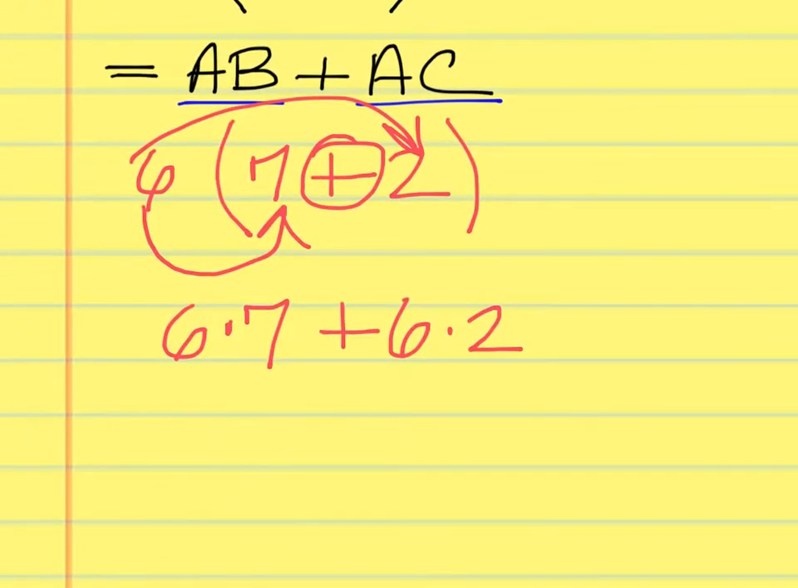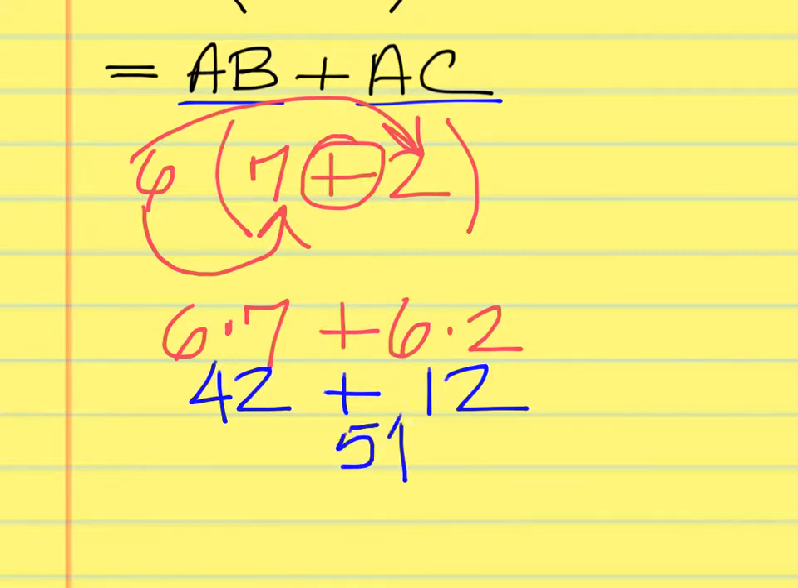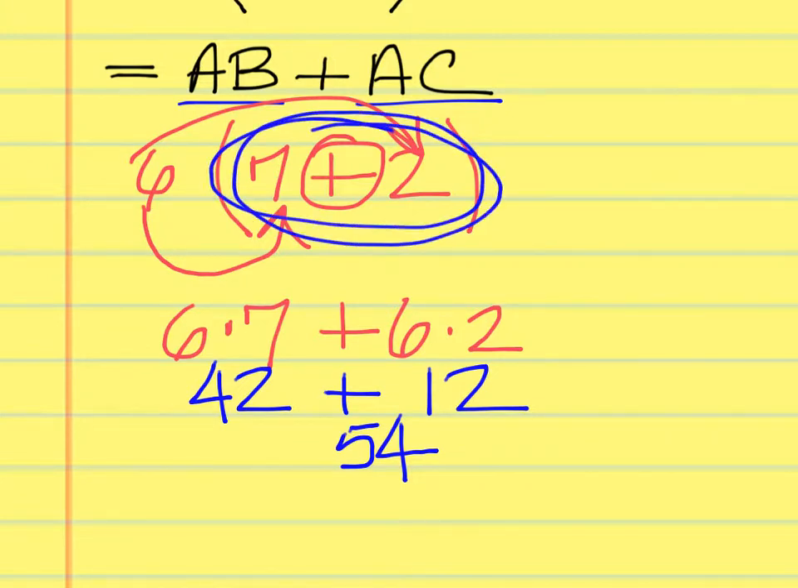I would have to simplify that. 6 times 7 is 42, and 6 times 2 is 12. If I add those together, I come up with 54. Look what happens if I had added 7 and 2 to start with. 7 plus 2 is 9. 9 times 6 would still be 54.